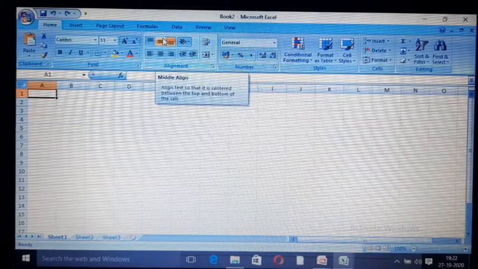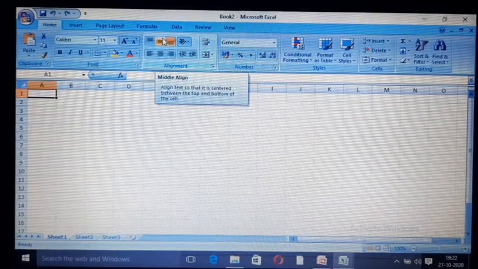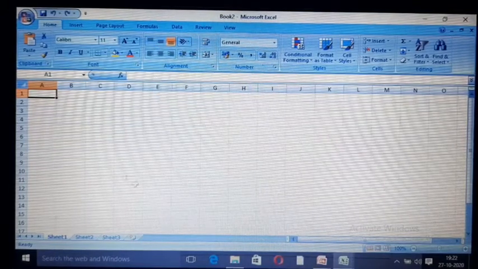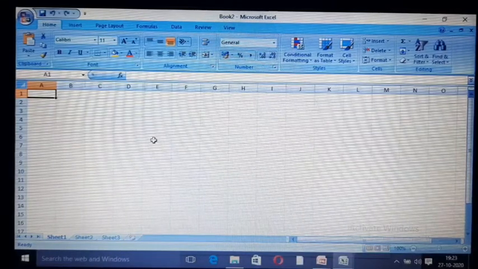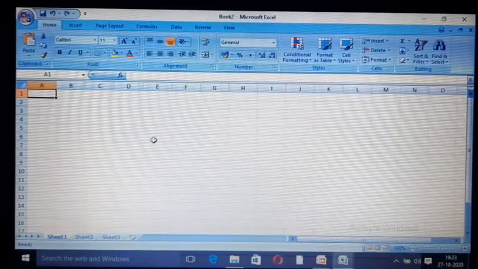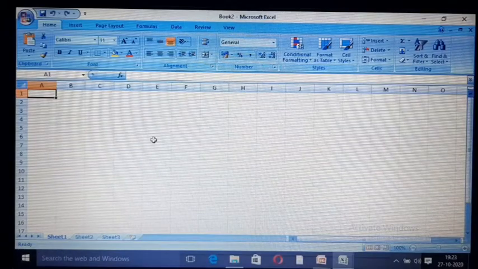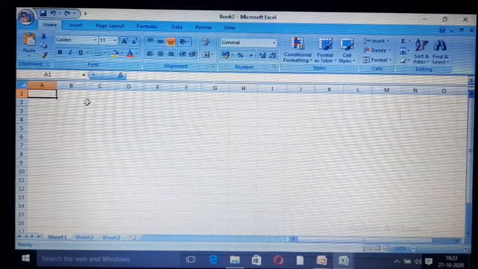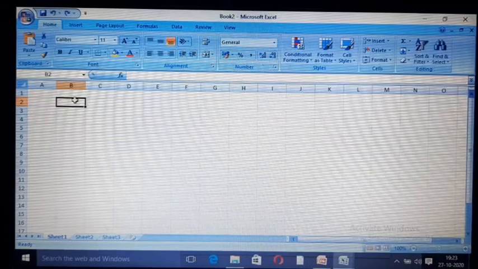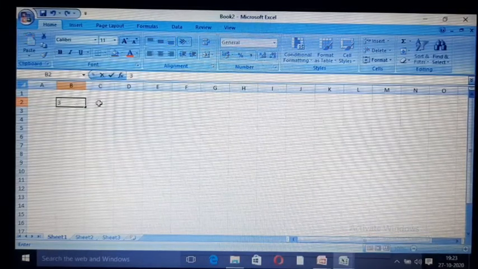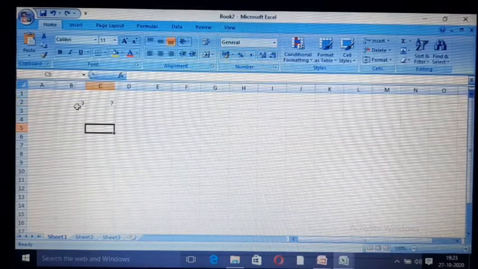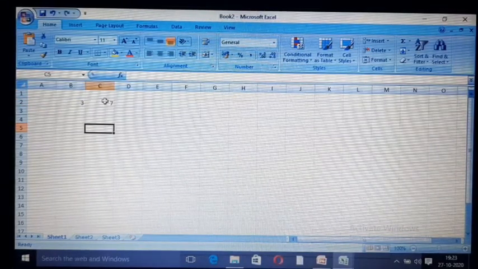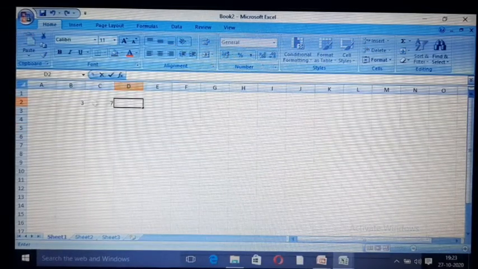First let's see how to do arithmetic calculations. Let's take an example. I told you these boxes are called cells. Now I'll give an example of arithmetic calculations in Excel. Suppose I give 3 here and the number 7 here. Now if you want to add these 3 and 7 and bring the answer in the cell D2.